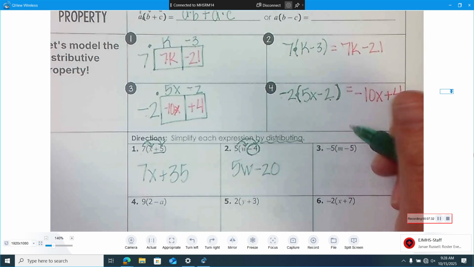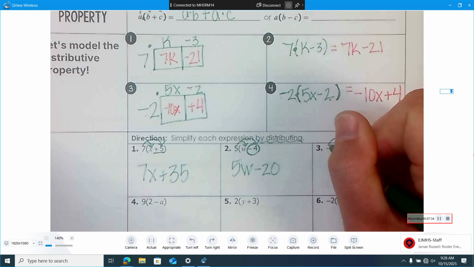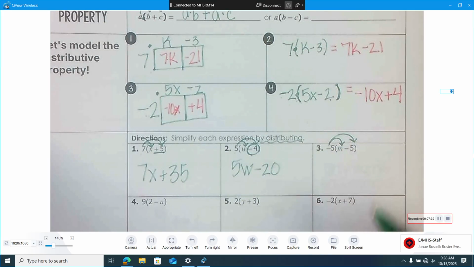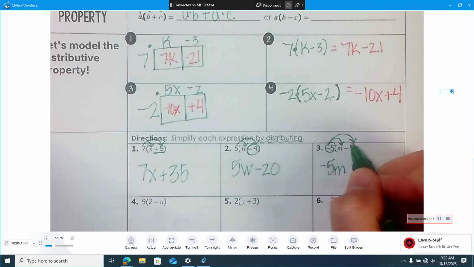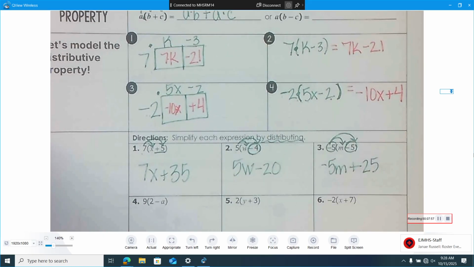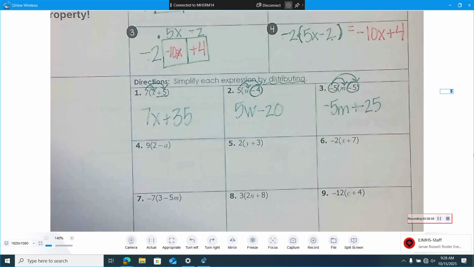One more here. Oh, actually, we're going to do 2 more, but then I'll let you go. All right. So now we're distributing the negative 5 to both things inside. Negative 5 times m? Negative 5m. Now, negative 5 times negative 5. Include your sign. What's negative times negative? Positive. 5 times 5? 25. Give me a thumb. How are you feeling? All right. One more, and then I'm going to let you head off on your own.